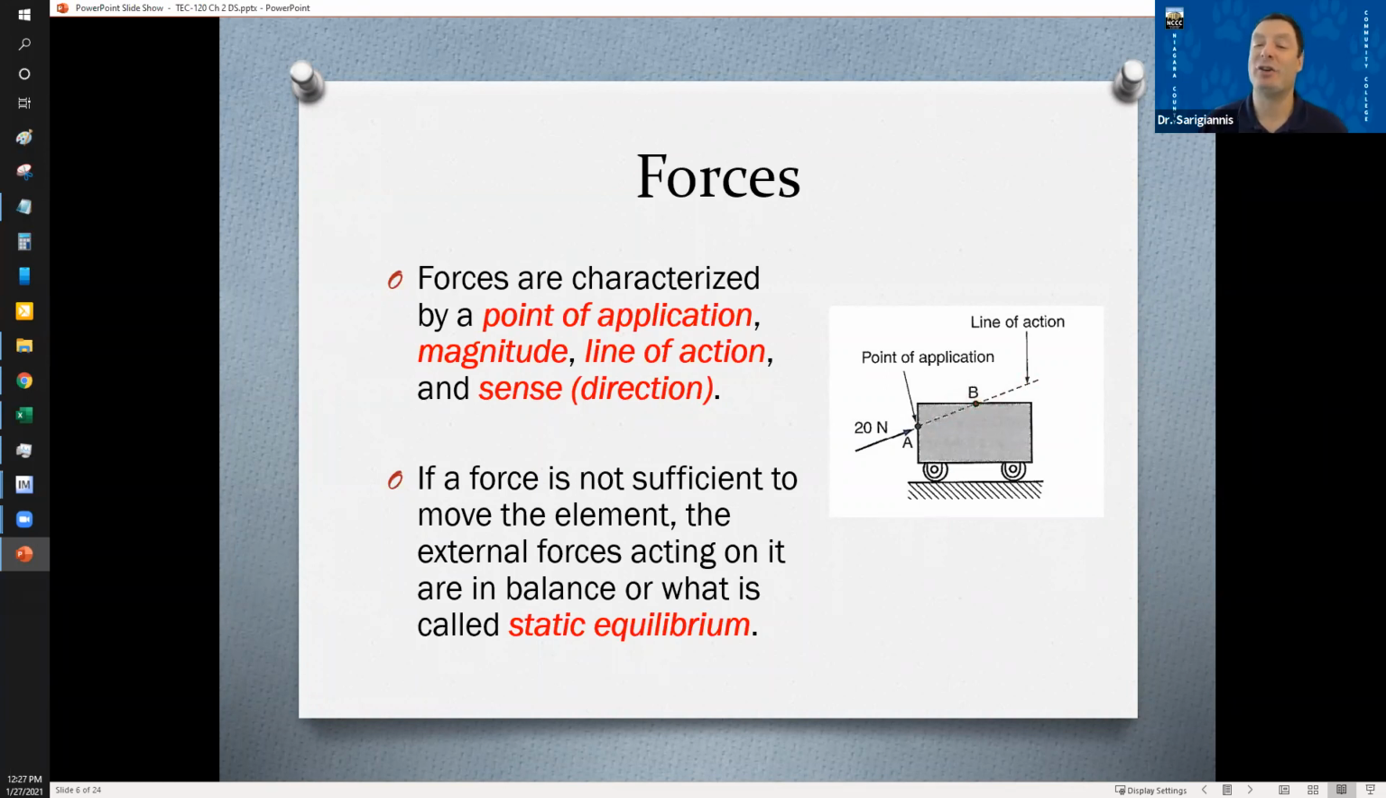If I have a certain force and it's not enough to actually cause any motion, right? So maybe the forces of friction are high enough on this cart that the 20 newtons isn't pushing it. It's not starting motion. Then we have what's called static equilibrium. We say this is in equilibrium, it's in static equilibrium, it's not moving. Just think static, right? Static is stationary, not moving.